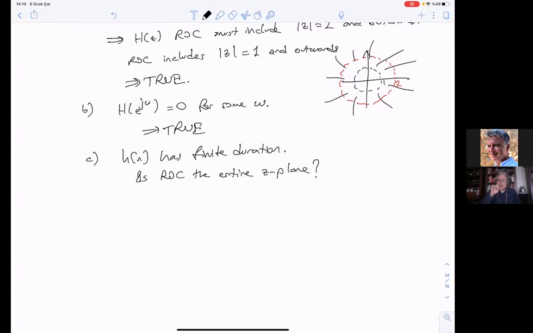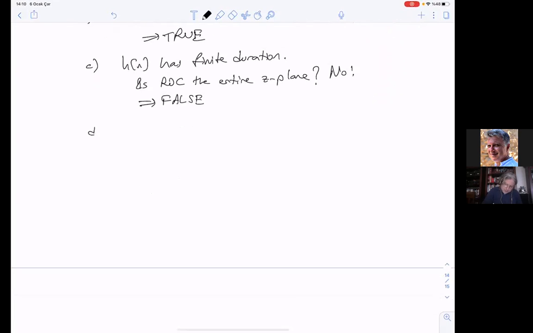So if there is a pole other than z equal to 0 or z equal to infinity, if there is a finite pole on the z plane, the region of convergence must be bounded by that. Therefore, it's not the entire z-plane. The region of convergence cannot be the entire z-plane. The answer is no. So h of n cannot be of finite duration. It must be extending towards infinity. So the answer is false to this part of the question.